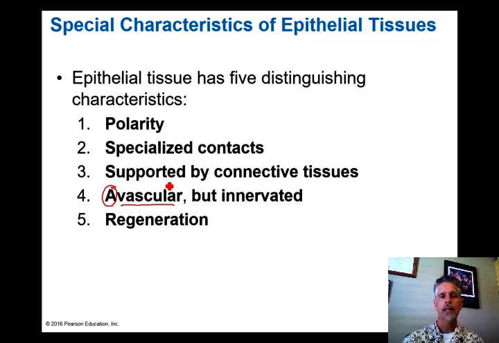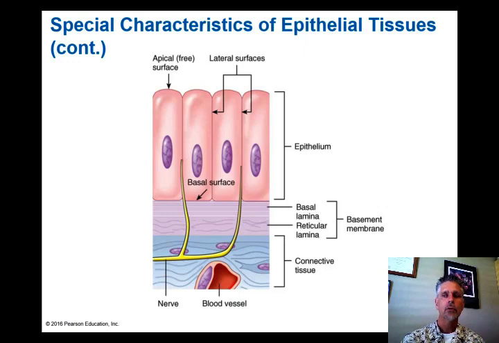And then lastly, epithelial tissue is very good at regenerating, because if we're going to protect and it's going to get scraped off and damaged and things like that, we want to be able to replace it, right? We don't want to wear through our skin or wear through those linings at the edge of our organs or inside of our organs. So this figure here shows us some of those specialized characteristics, like we said.